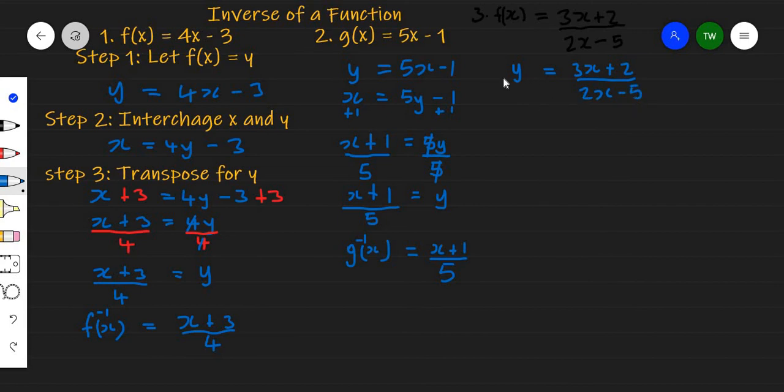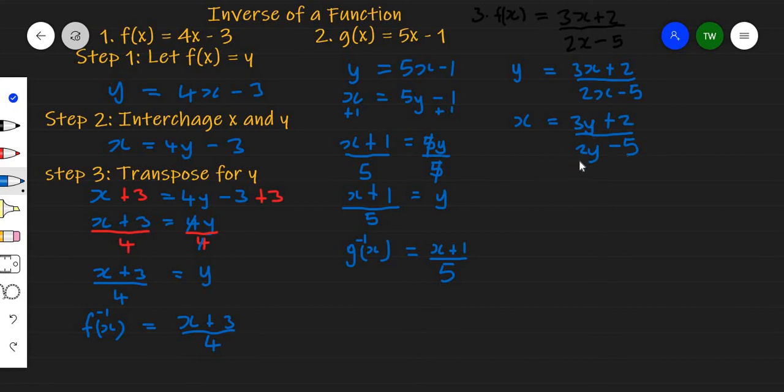Now we are going to interchange x and y. So it's going to be x equal to 3y plus 2 all divided by 2y. So it's going to be 2y minus 5.